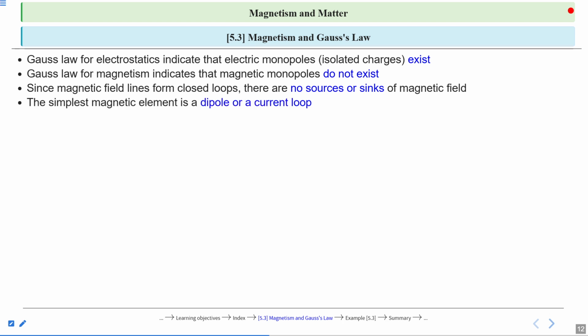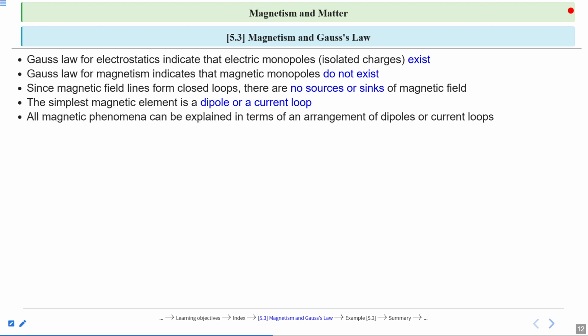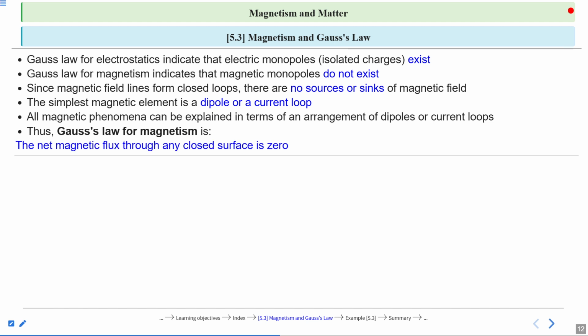The simplest magnetic element is a dipole or current loop. All magnetic phenomena can be explained in terms of arrangements of dipoles and current loops. Thus, the final statement of Gauss law for magnetism is: the net magnetic flux through any closed surface is 0. This is the concluding statement for the Gauss law for magnetism, that is, the net magnetic flux through any closed surface is 0.